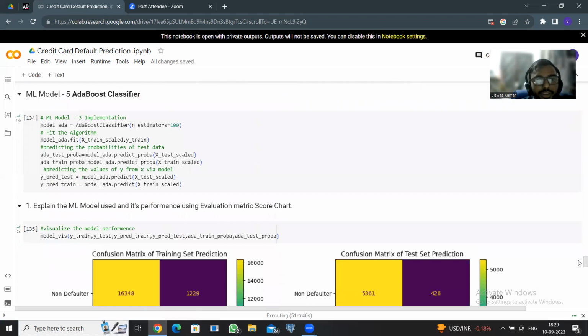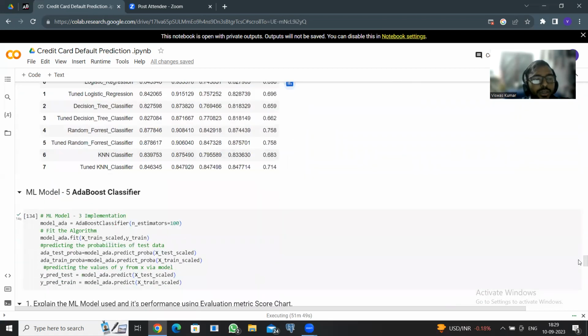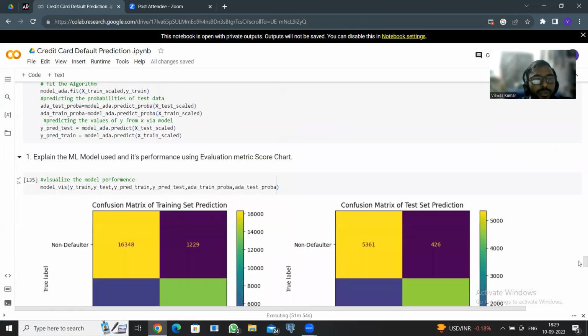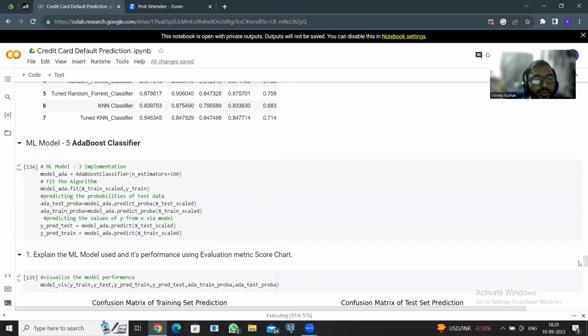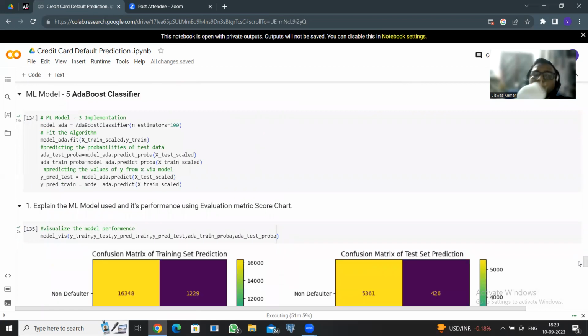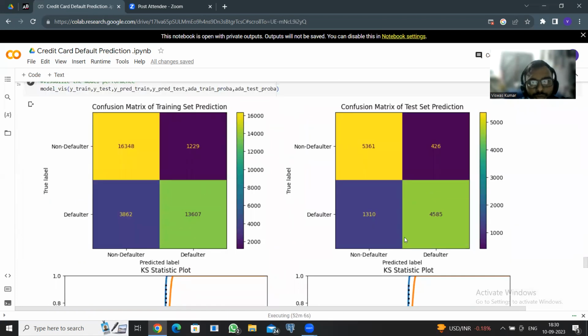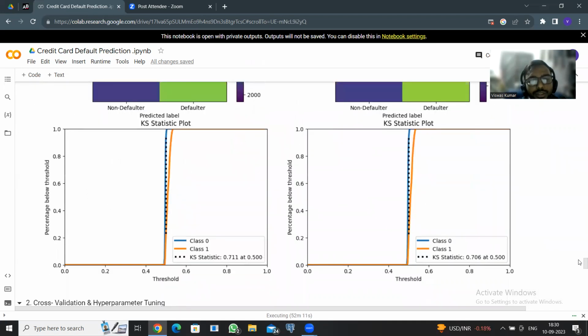Next is the AdaBoost classifier, which is the ensembling method I used, with the number of estimators as 100. I fitted the model on the train and test data and got the confusion matrix with these values. You can clearly see from the KS statistic that it is not able to separate between the good and bad, so the plot is closely enclosed.